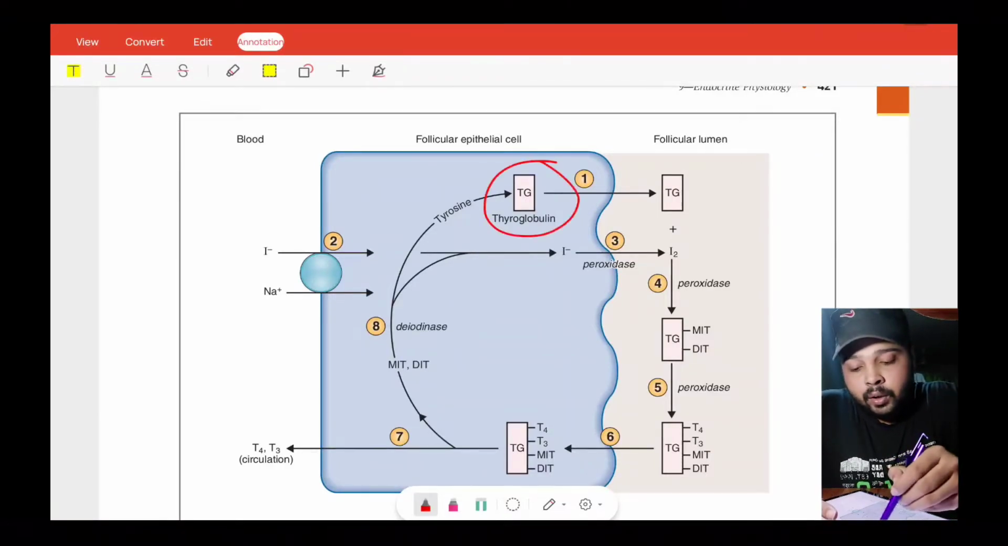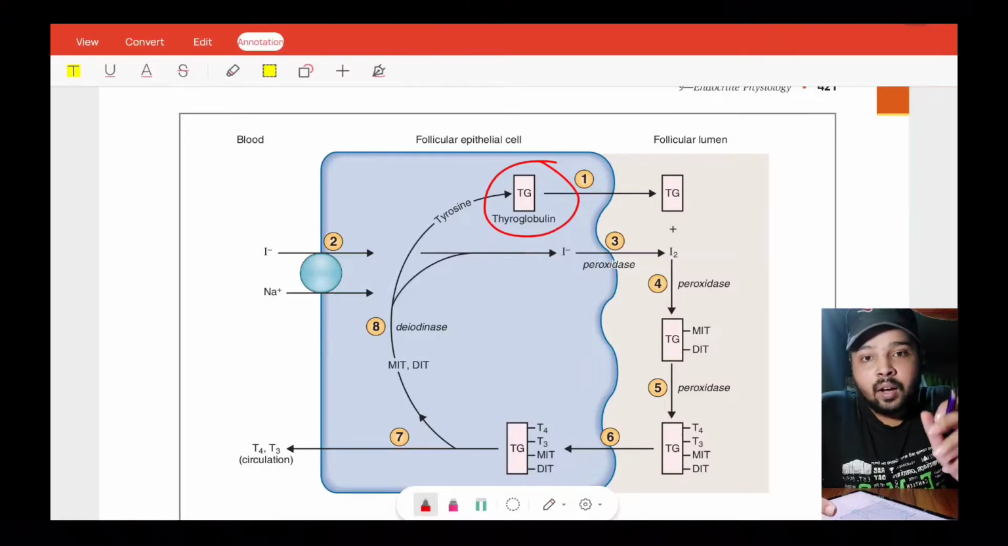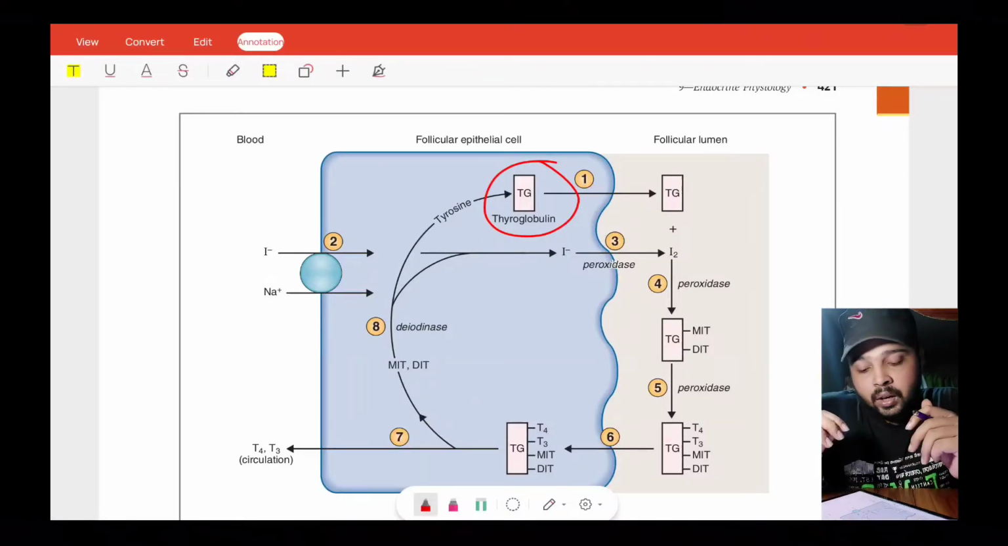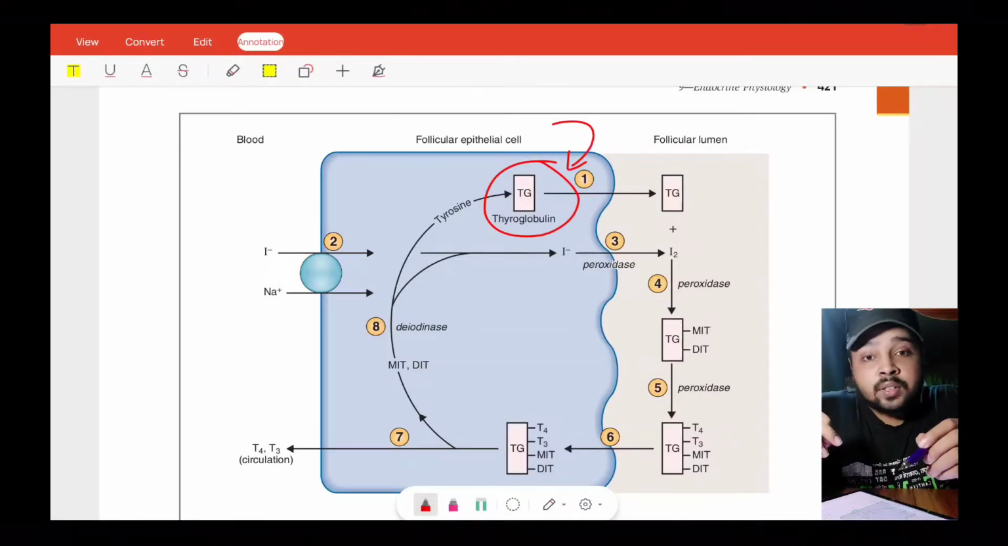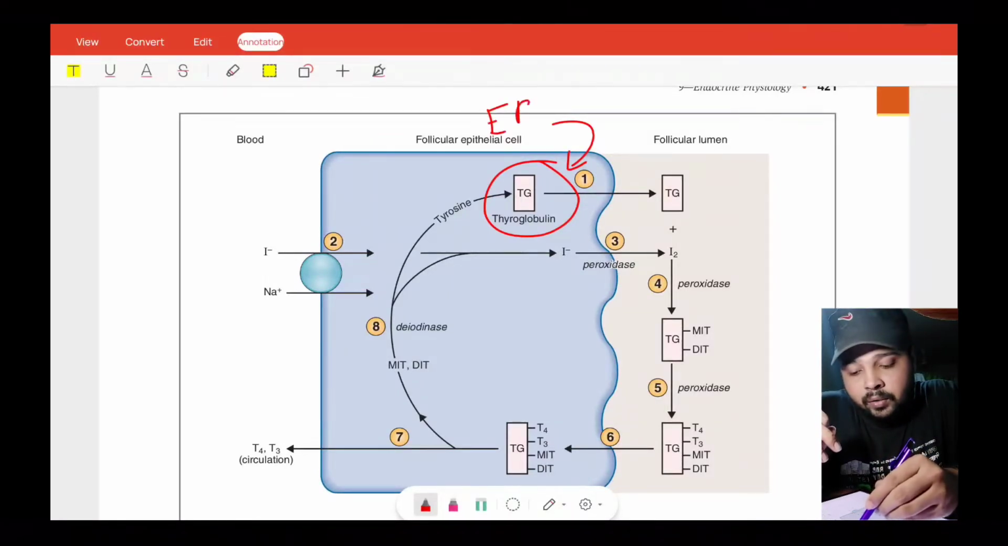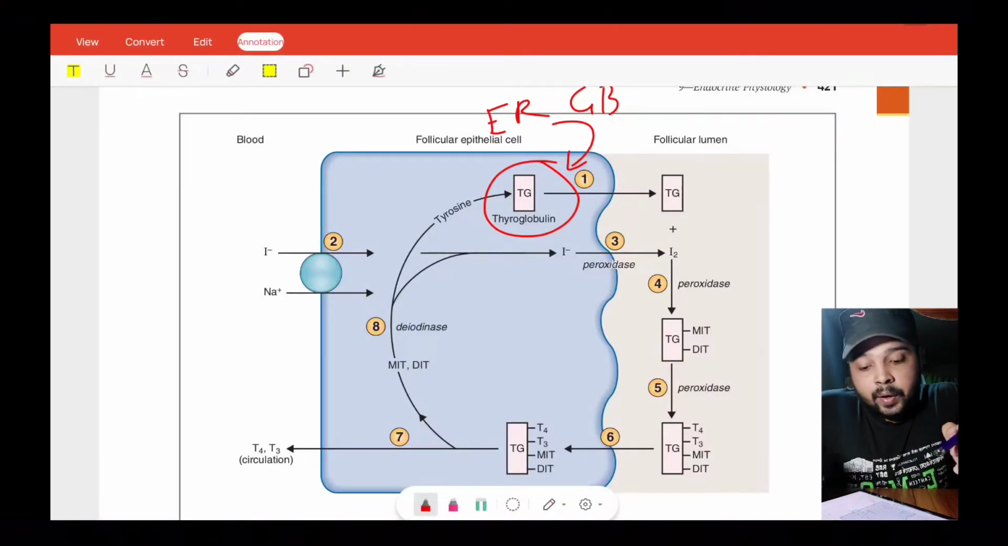The thyroglobulin is a glycoprotein which consists of tyrosine. We know that tyrosine is an amino acid. Where is it synthesized? It is synthesized in the endoplasmic reticulum and Golgi body. Then the thyroglobulin is transported from the follicular epithelial cell.